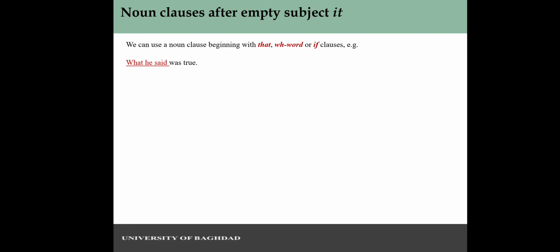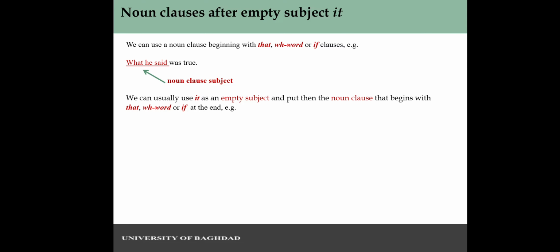the following sentence. What he said was true. What he said is a noun clause subject. It is a WH clause. Why? Because the clause begins with a WH word. So how can we add it then to this sentence? We can usually use it as an empty subject and then put the noun clause that begins with that, a WH word, or if at the end of the sentence, as in the following one.